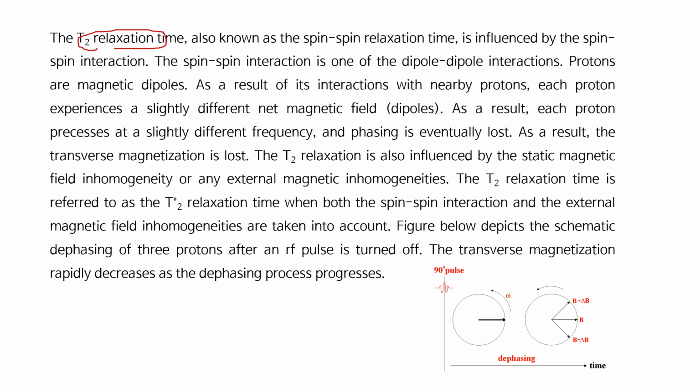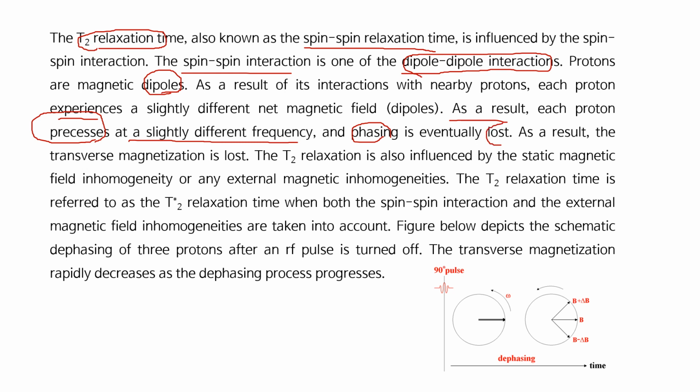T2 relaxation time is also known as spin-spin relaxation time. It is influenced by the spin-spin interaction, which is one of the dipole-dipole interactions. Protons are magnetic dipoles. As a result of its interaction with nearby protons, each proton experiences a slightly different net magnetic field. As a result, each proton precesses at a slightly different frequency, and thus phasing is eventually lost. Thus, the transverse magnetization is lost.